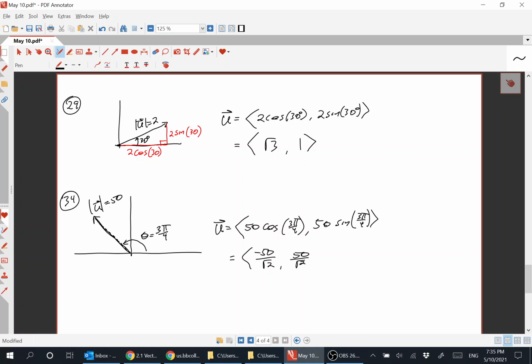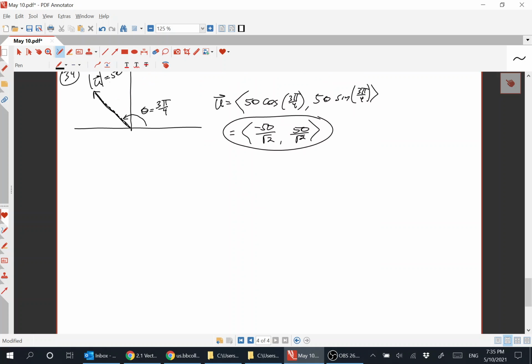Was it 50 or was it 5? Yeah, 50. Okay. Think of this for next time. So for next time, we'll go over this problem. Try this.